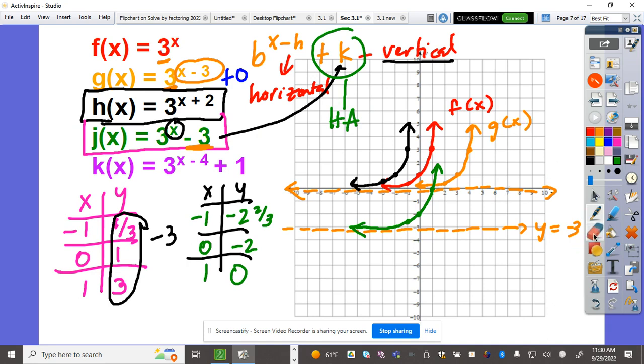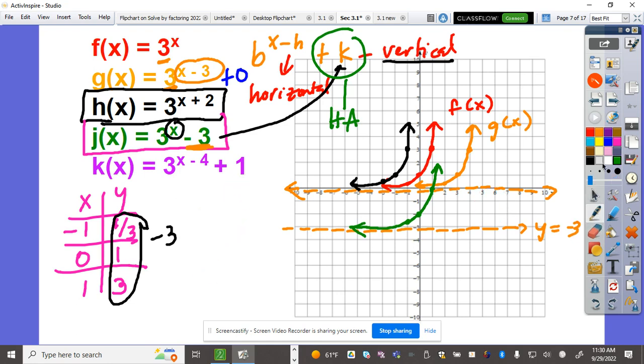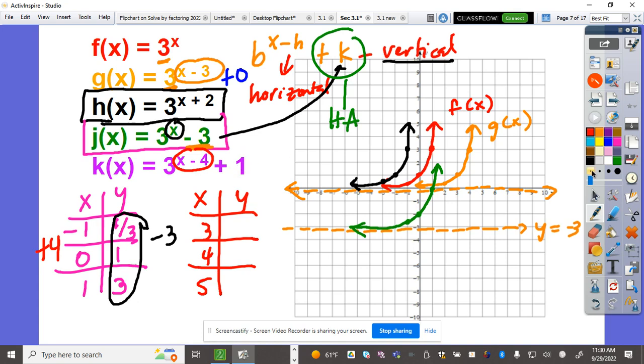Okay. And for the last one here, let's do this. This time it's a combination of horizontal and vertical. So please pay attention here. So we know now that there's a minus 4. So that means we're going to go right 4. So we're going to add 4 to the x value. So we're going to add 4 here. 4 minus 1 will give us 3, 4, and 5. And the one here, which is our k, we're going to add 1 to our y value. 1 plus 1/3 is 1 and 1/3. 1 plus 1 is 2, 3 plus 1 is 4.